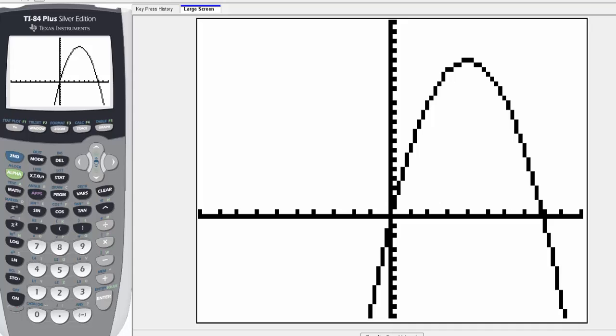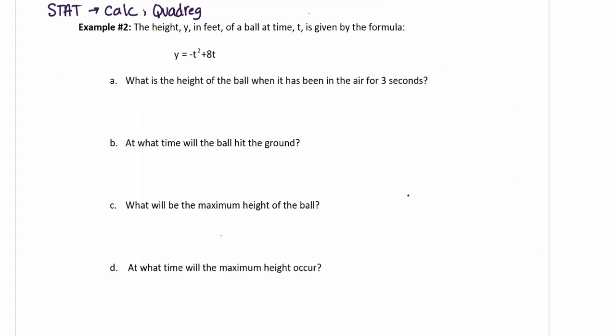It says, what is the height of the ball when it has been in the air for 3 seconds? What that means is t equals 3. So I can substitute that in. Negative 3 squared plus 8 times 3 is 15. And you always need to include your units. It says height is in feet. So after 3 seconds, the ball is 15 feet in the air.